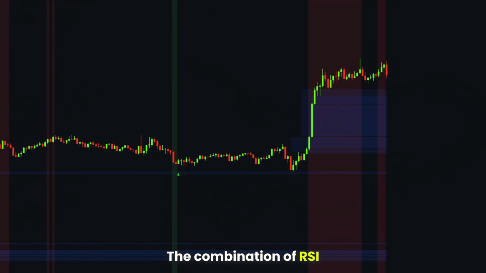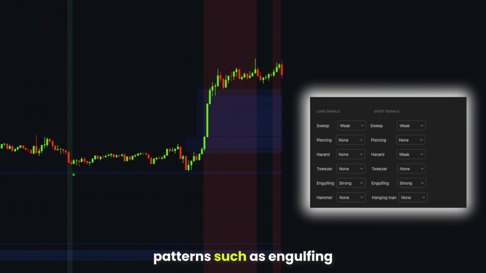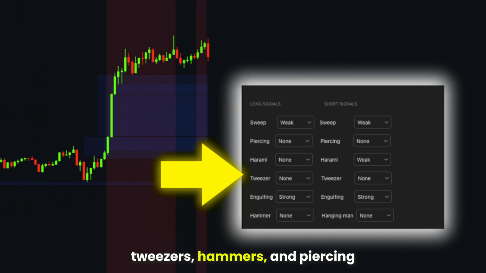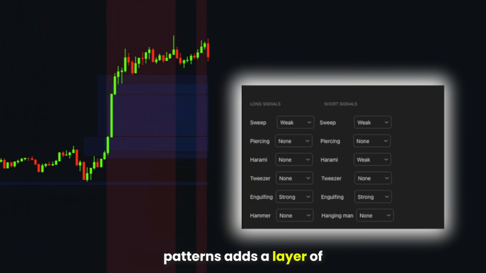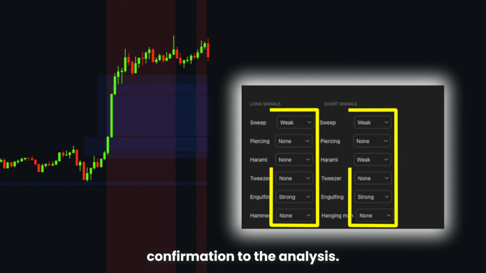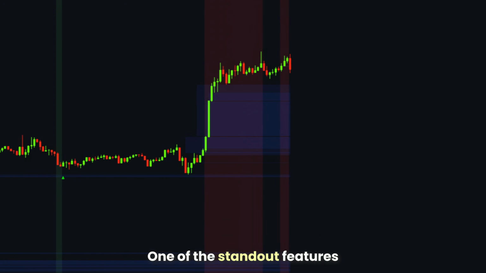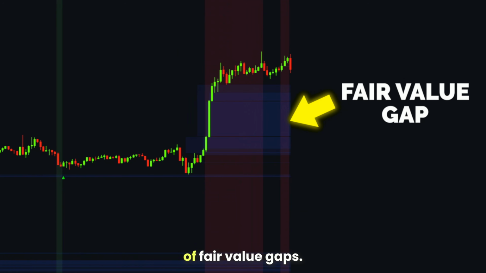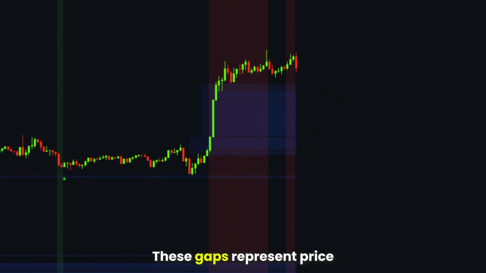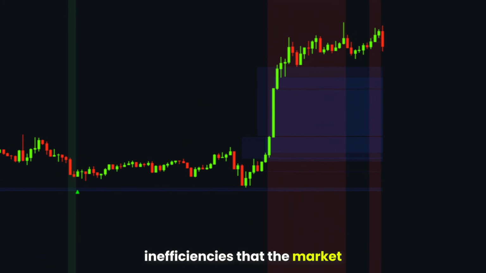The combination of RSI thresholds with candlestick patterns, such as engulfing, tweezers, hammers, and piercing patterns, adds a layer of confirmation to the analysis. You can even customize the strength of these signals, choosing whether you want to filter out weaker patterns or focus solely on the strongest ones. One of the standout features of this indicator is its incorporation of fair value gaps. These gaps represent price inefficiencies that the market is likely to revisit before continuing its trend.